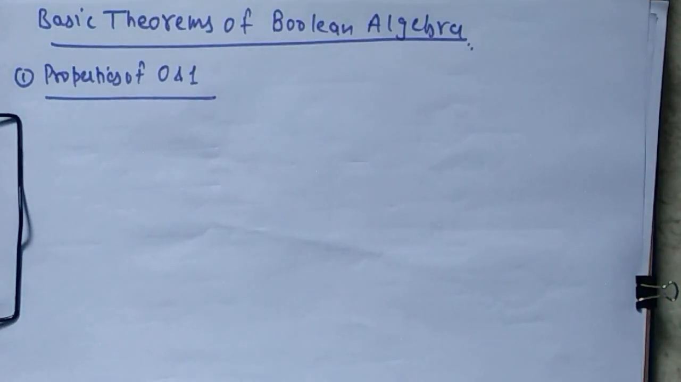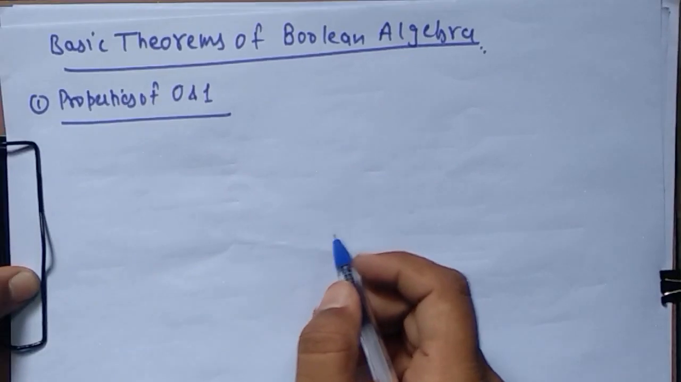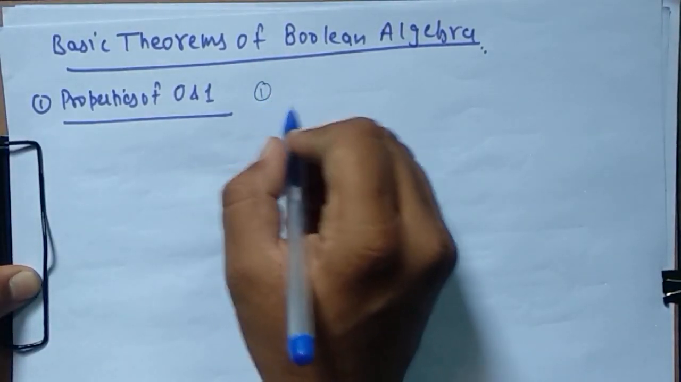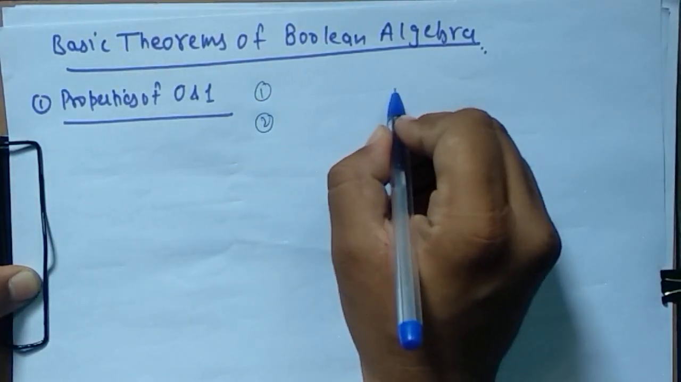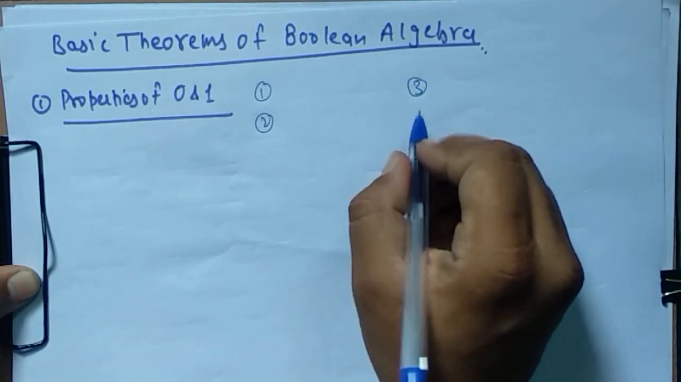Okay, so first of all, we will learn the properties of 0 and 1. There are 4 properties of 0 and 1: 2 properties for 0 and 2 properties for 1.